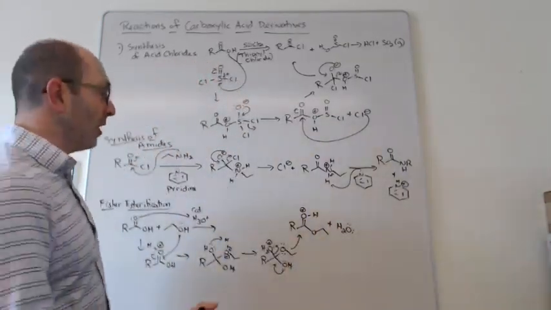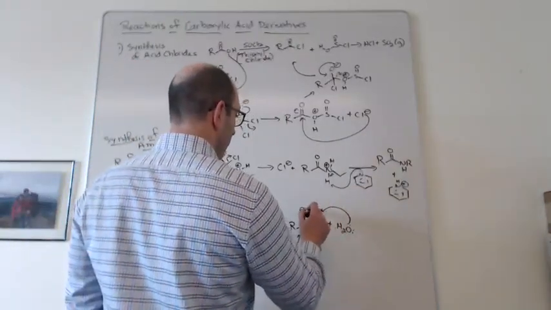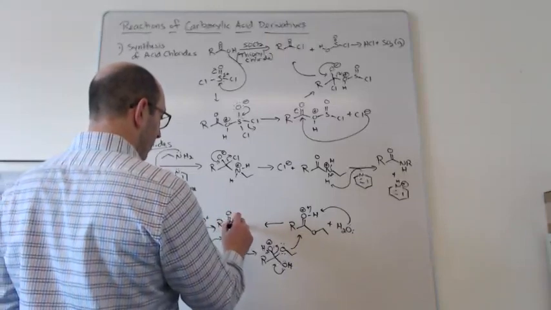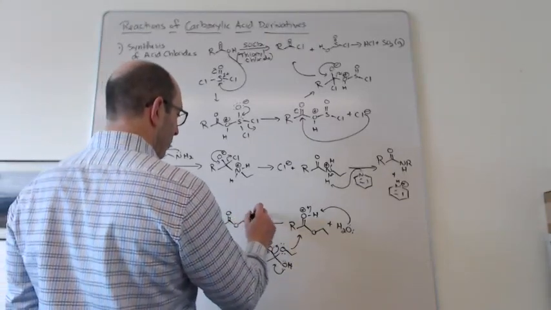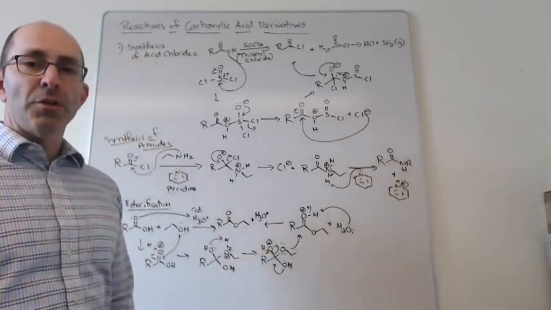So we now just have a protonated ester, and then to get to our final product, just deprotonate, and that gives us our ester product, plus we regenerate the acid catalyst. All right, so that's a Fischer esterification.